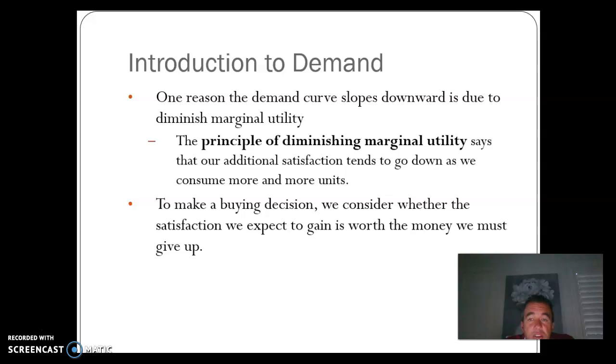One reason the demand curve slopes downward is due to diminishing marginal utility. The principle of diminishing marginal utility says that additional satisfaction tends to go down as we consume more and more units. To make a buying decision, we consider whether the satisfaction we expect to gain is worth the money we want to give up. So those are some of the key concepts that we're going to look at with regard to demand.